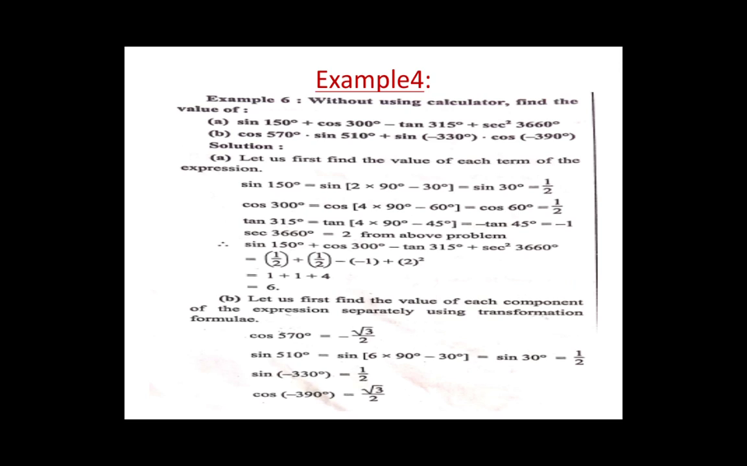In the next type, the question is: without using a calculator, find the value of sin 150 degree plus cos 300 degree minus tan 350 degree plus sec square 3660 degree. In the previous one a single term was given, like sin 150 degree, and we had to find it without using a calculator. Here we have to do the whole calculation without using a calculator. So the same procedure.